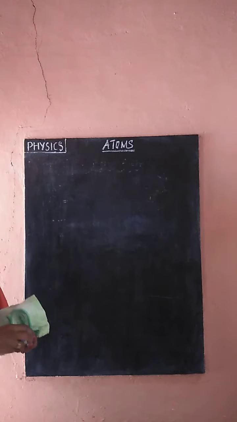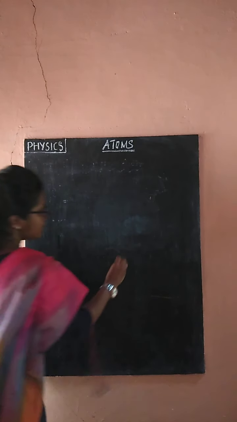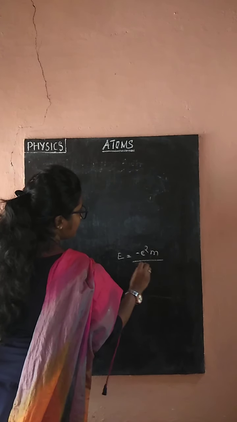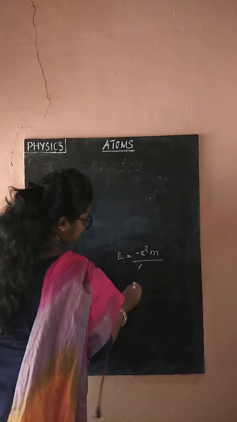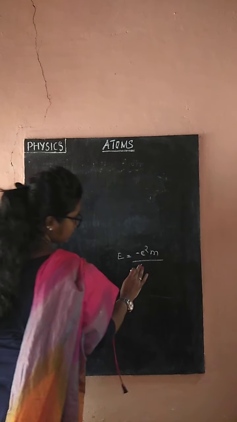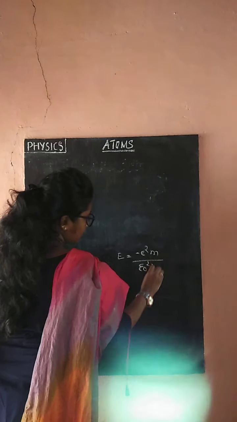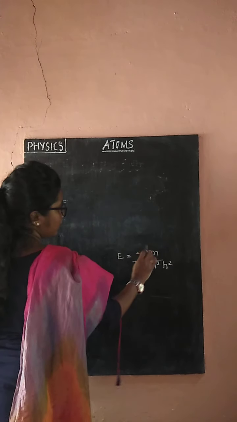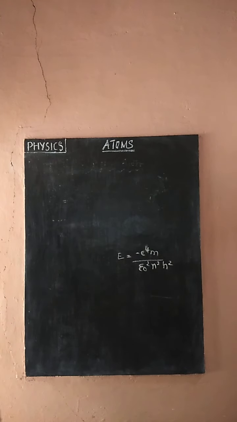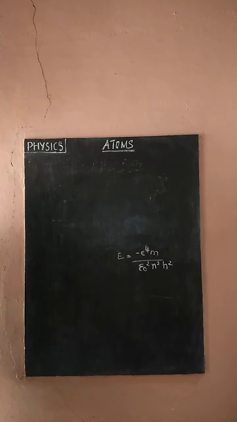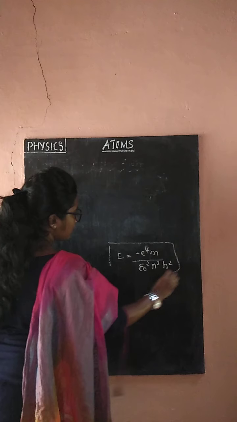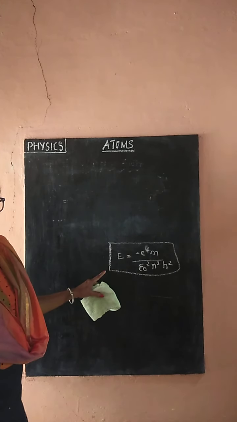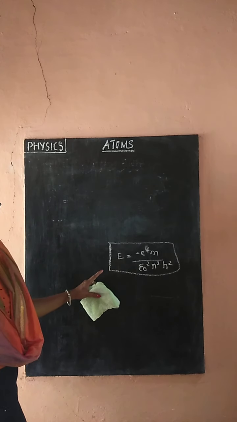Okay, next, from this it is having the value E equal to minus e to the power 4 m by epsilon naught square n square h square, right? This is the value for energy. With this energy we are going to get the formula for the wavelength, wave number and the frequency.